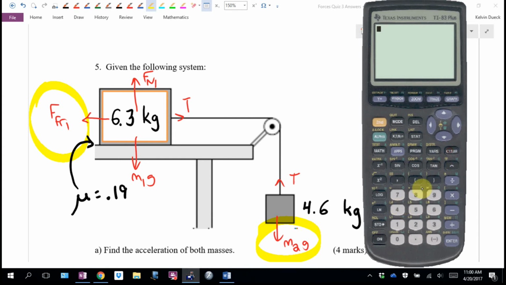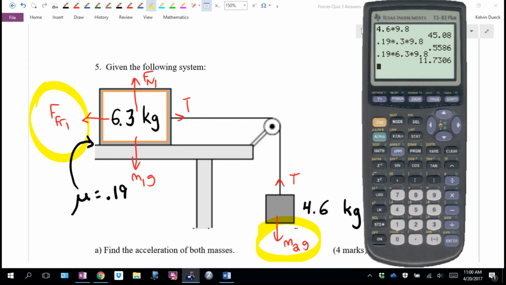M2, 4.6 times G. That's gravity down on the right-hand side. Friction is mu times the normal force. I don't know the normal force. Oh, but look. The force of friction is, I typed that wrong, Mr. Dueck. 11.7. The force of gravity is 45. Who's winning? Force of gravity.